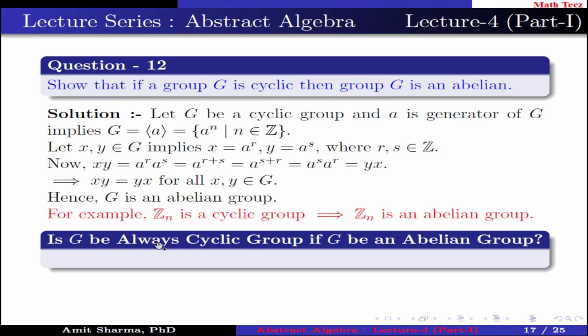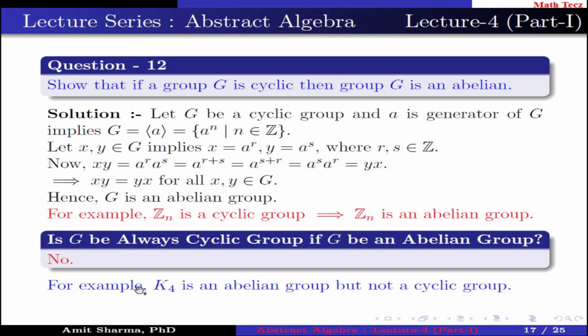Is G always a cyclic group if G is an abelian group? Answer is no. For example, K4 is an abelian group but not a cyclic group. For more detail, see question number 5.